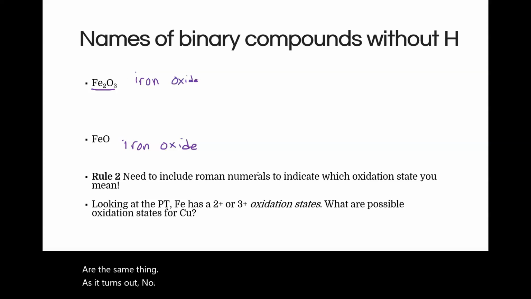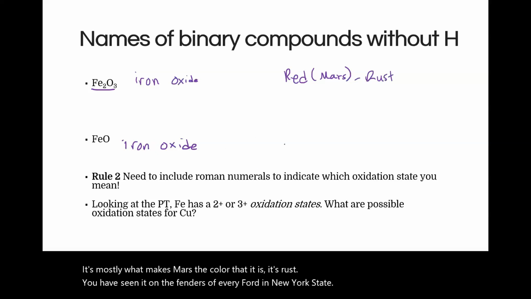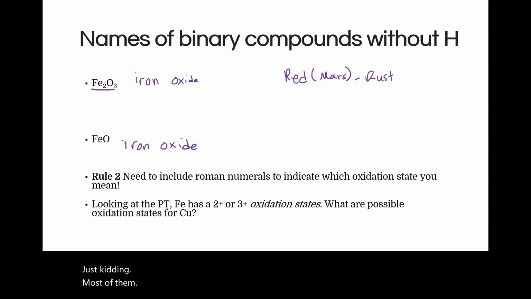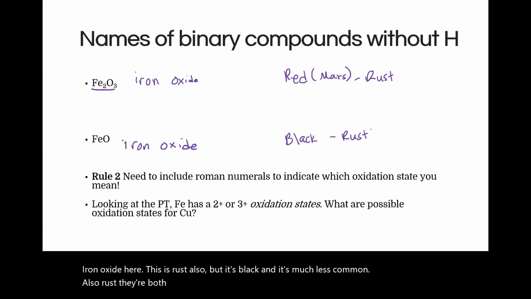All right, this one is red. It's mostly what makes Mars the color that it is. It's rust. You have seen it on the fenders of every Ford in New York State. Just kidding. Most of them. Iron oxide here, this is rust also, but it's black, and it's much less common. Also rust. They're both products of oxidation, so we call them rust. But they are different. They have different physical properties, different solubilities.